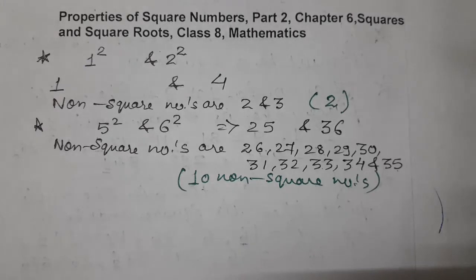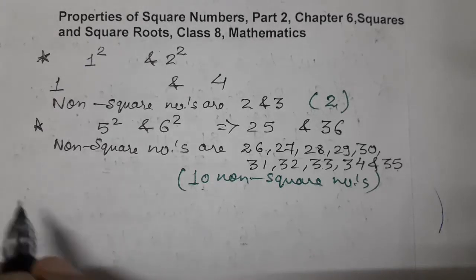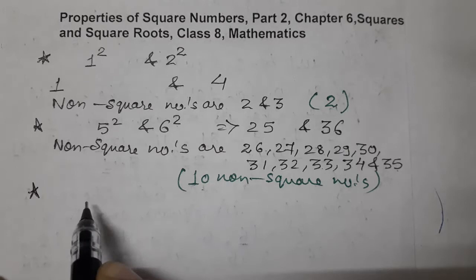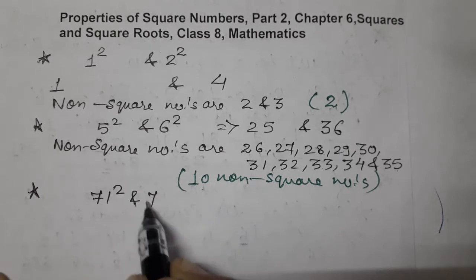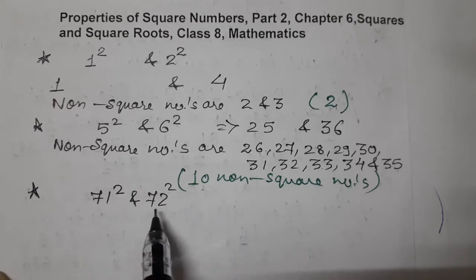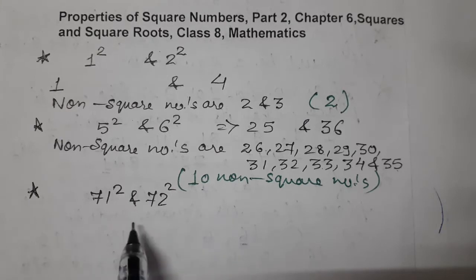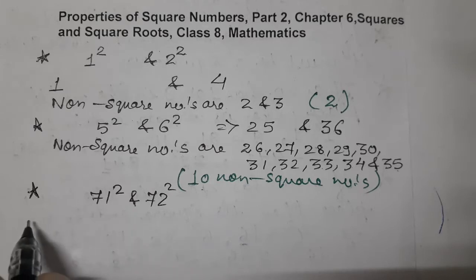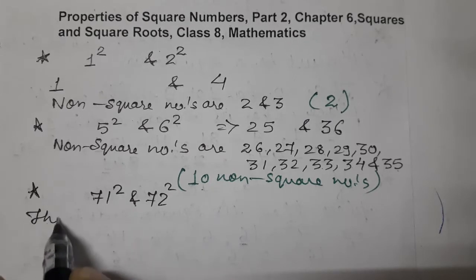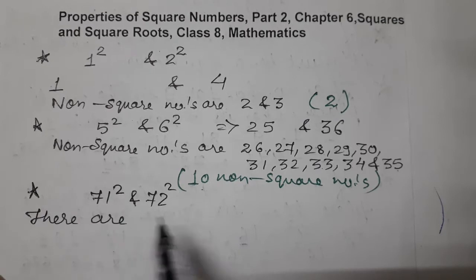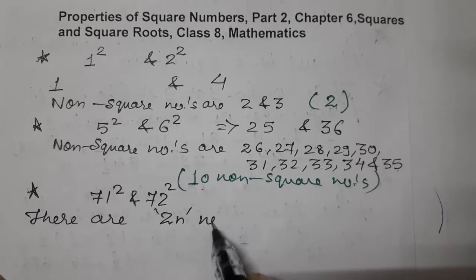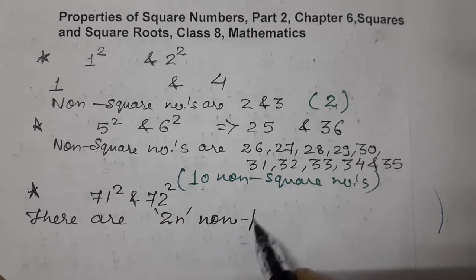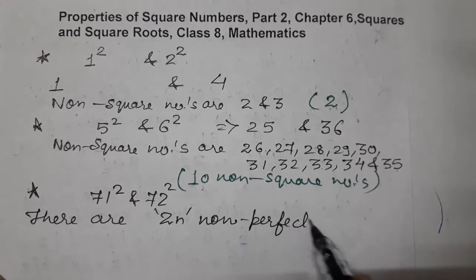Now see one more example. Let us take one more. Suppose we need to find out the non-square numbers between 71 square and 72 square. Now it is so difficult. So there is one method to find it out. The method is that there are 2n non-perfect square numbers. Non-perfect means those that are not perfect squares.